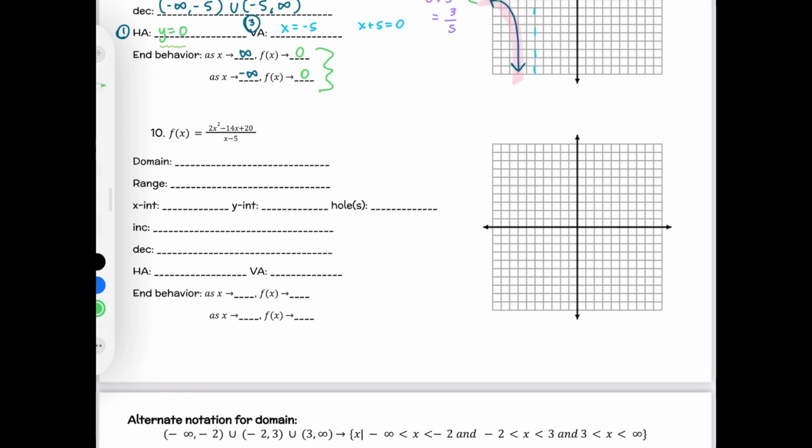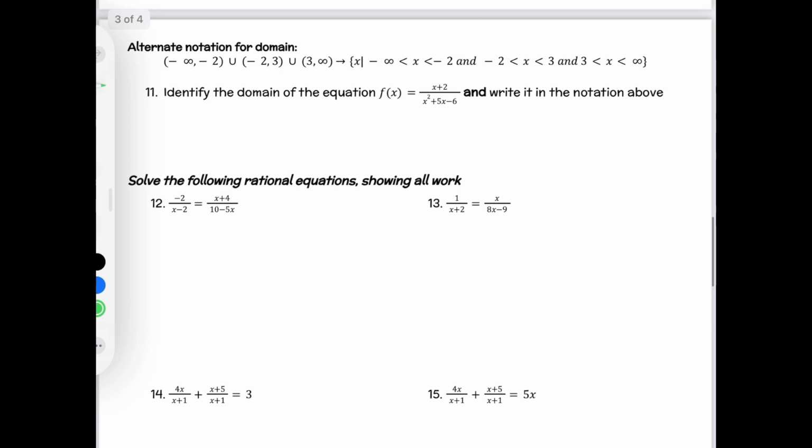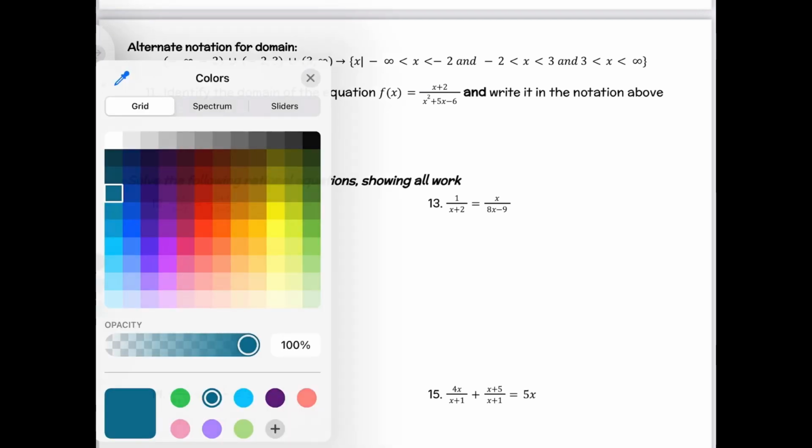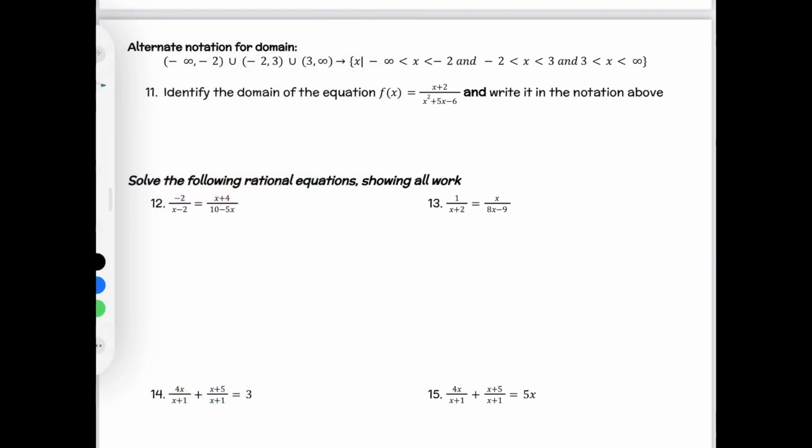You need to factor, and this one's going to have a hole, and it's going to have no vertical asymptote and no horizontal asymptote. We did a bunch of examples of those in the notes, so if you're stuck, you can go look there. All right, number 11 is one of those weird questions that we've seen from the SOLs, so it will be on your test. It's just kind of a different way to write your domain.